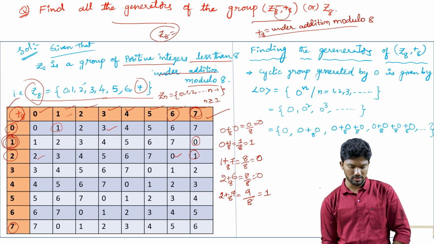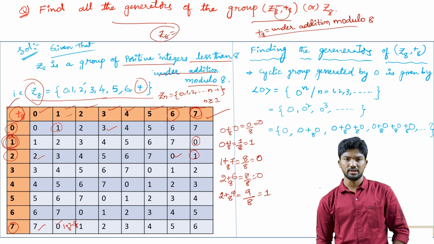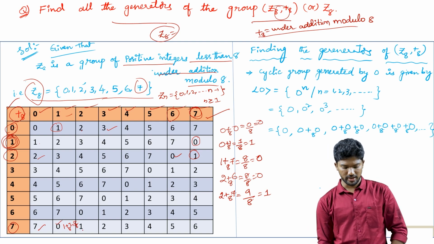Here, the last column element is 7. 7 plus 0 is 7. 7 plus 1 is 8, so you get 8 by 8 with remainder 0. Next, 7 plus 2 is 9.